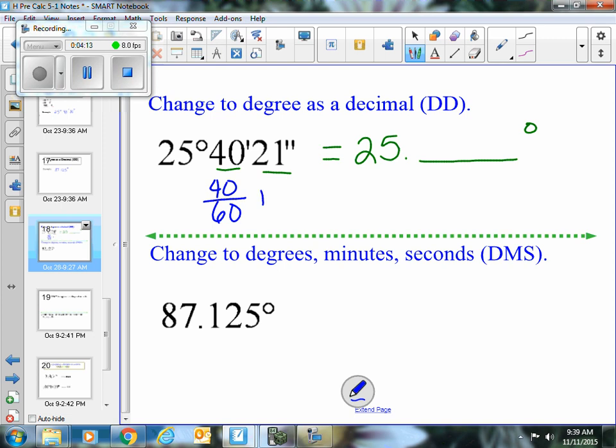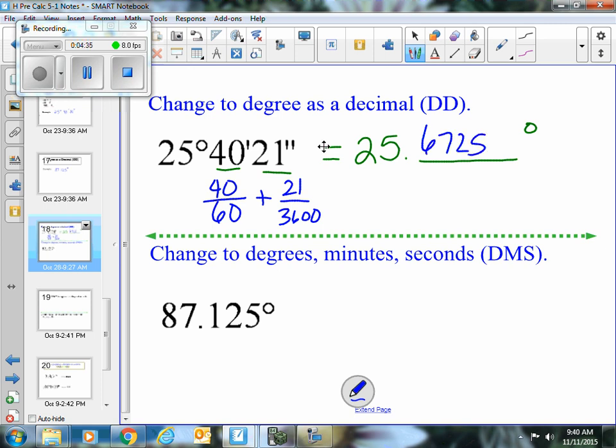And then how do you change seconds into degrees? Well, it's exactly the same as changing seconds into hours. So I would take 21 divided by 3,600, 3,600 seconds in a degree, same as in time. So I add those two pieces together, I'll get the decimal part to this number. So it'd be 25 point, go ahead and try it.